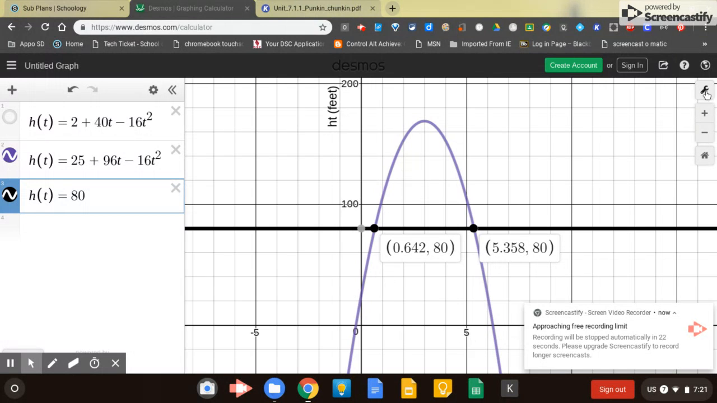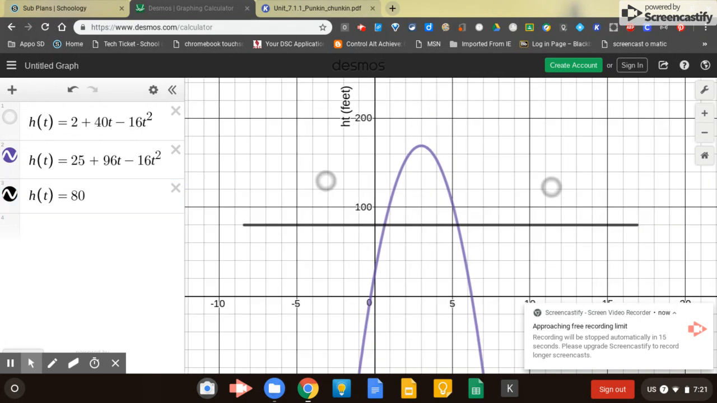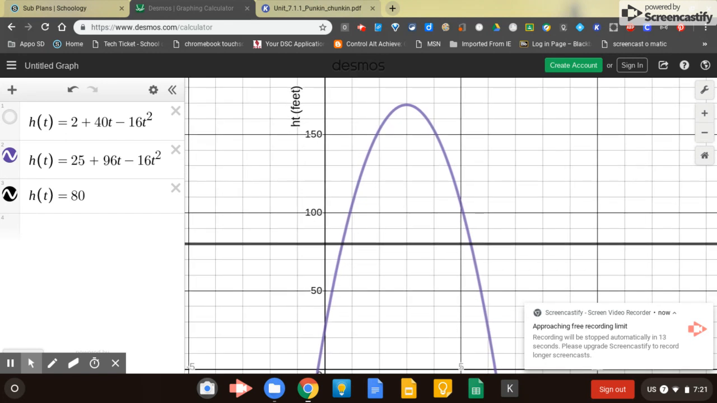So remember your wrench to change your settings. Might be a good idea to put these in. And remember that you can pinch and expand using your fingers on your screen.